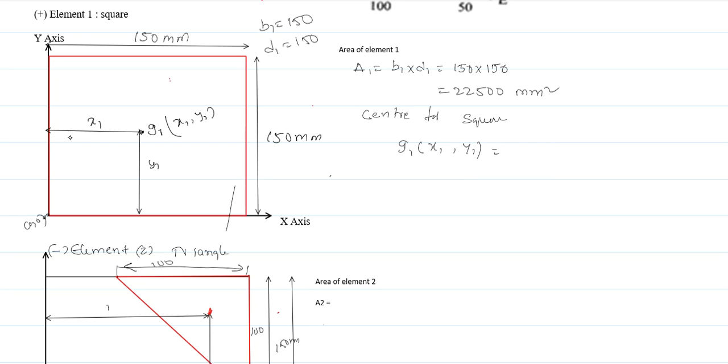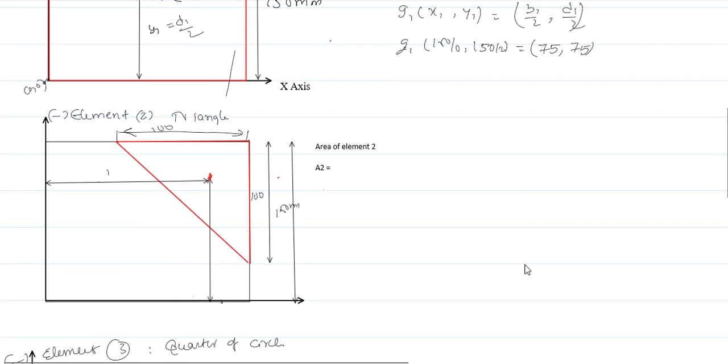So this is the x1 value, half of the base, that is equal to b by 2. This is the y1 value, half of the height, that is d1 by 2. So x1 is b1 by 2, y1 is d1 by 2. So the center is nothing but half of the base and half of the depth. So G1 is equal to 150 by 2 comma 150 by 2, that is equal to 75 comma 75, that is G1, isn't it? That is the area of element 1.